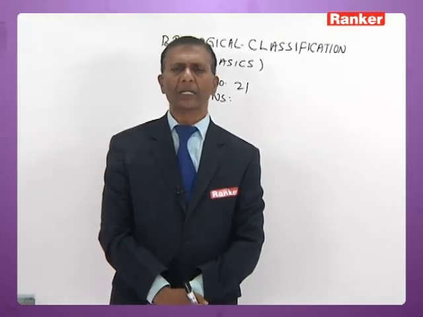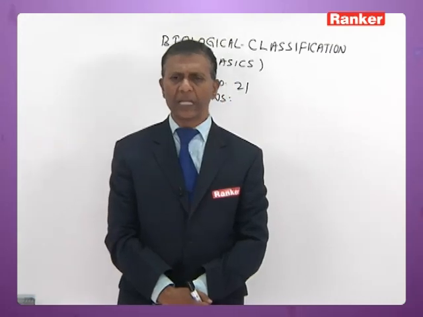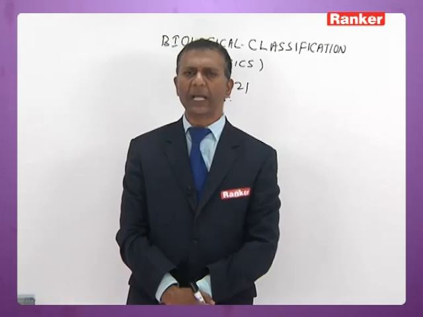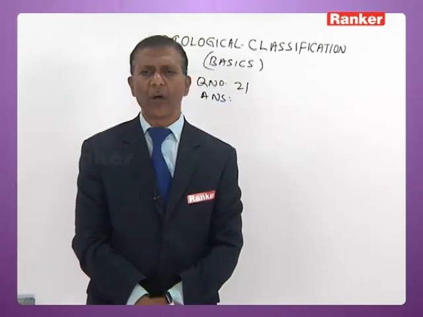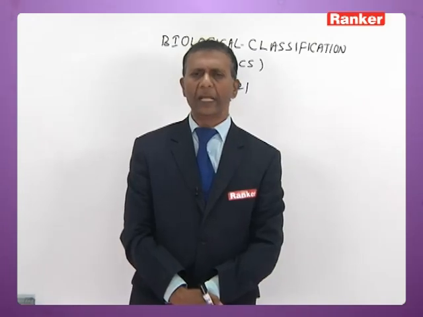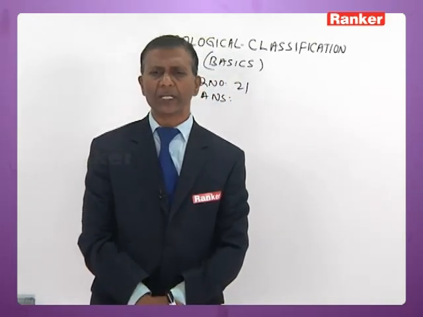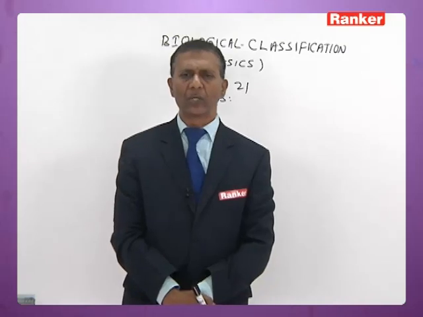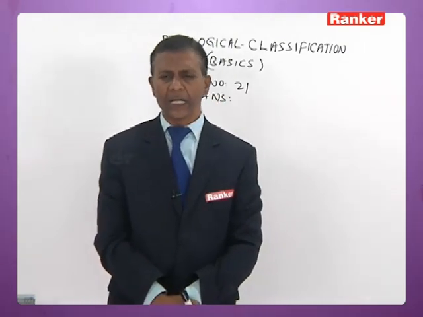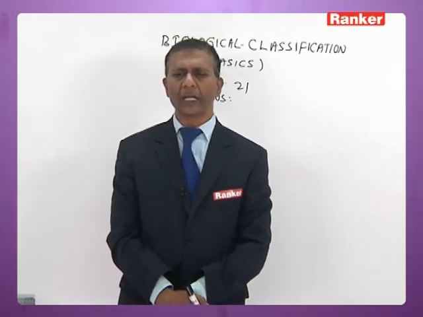John Ray is a person who coined the term species, so C is correct. He is the one who differentiated between genus and species, so D is correct. And he has written a book called Historia Generalis Plantarum, B is also correct. And he happens to be the father of British natural history, A is also correct. So for question 21, the correct answer is D, that is, all options are correct.